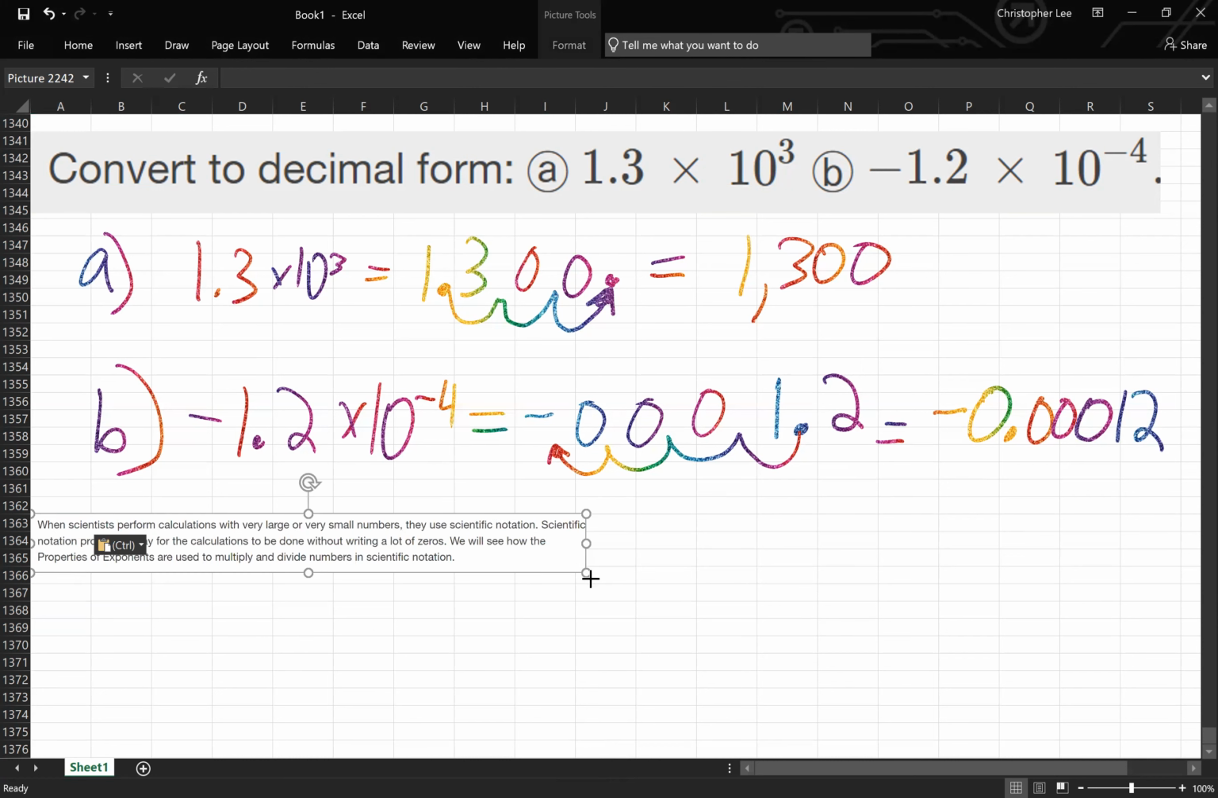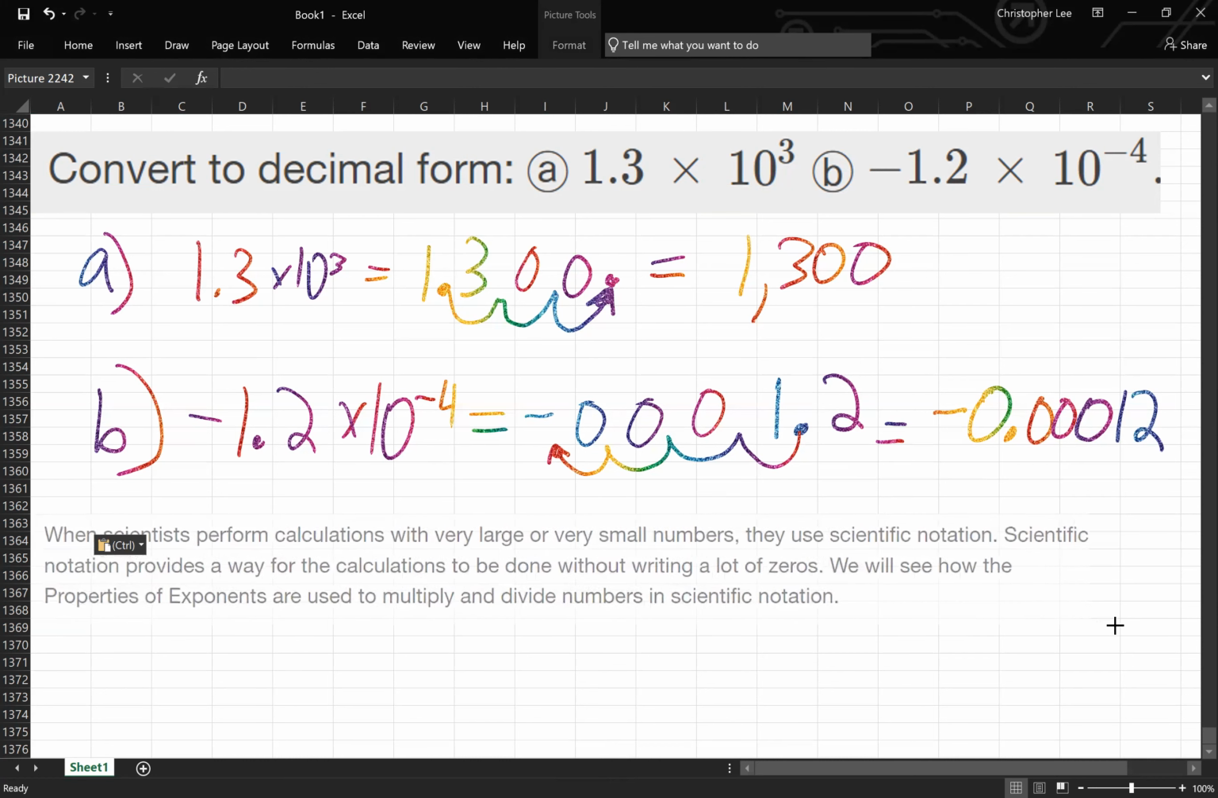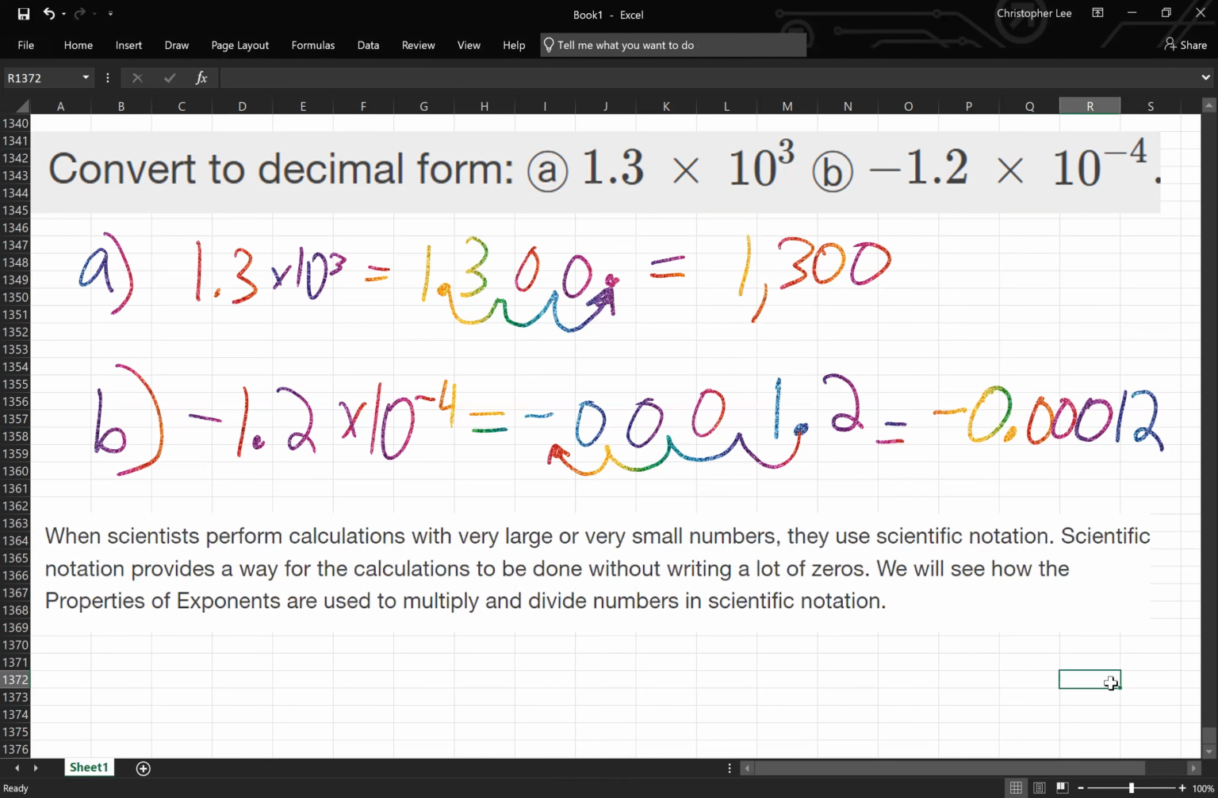All right, so when scientists perform calculations with very large or very small numbers, they use scientific notation. Scientific notation provides a way for the calculations to be done without writing a lot of zeros. We will see how the properties of exponents are used to multiply or divide numbers in scientific notation. All right?